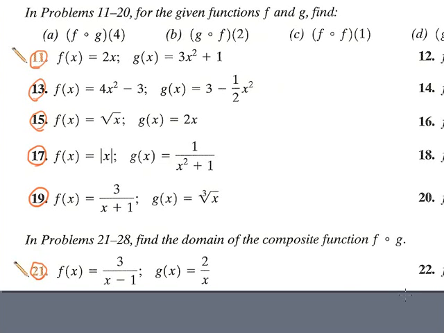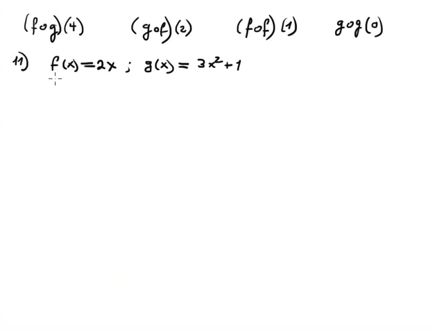Okay, this is part of the homework for section 6.1. Let's solve examples 11, 13, 15, 17, 19, and 21. Let's open one piece of blank paper. Okay, let's do number 11.